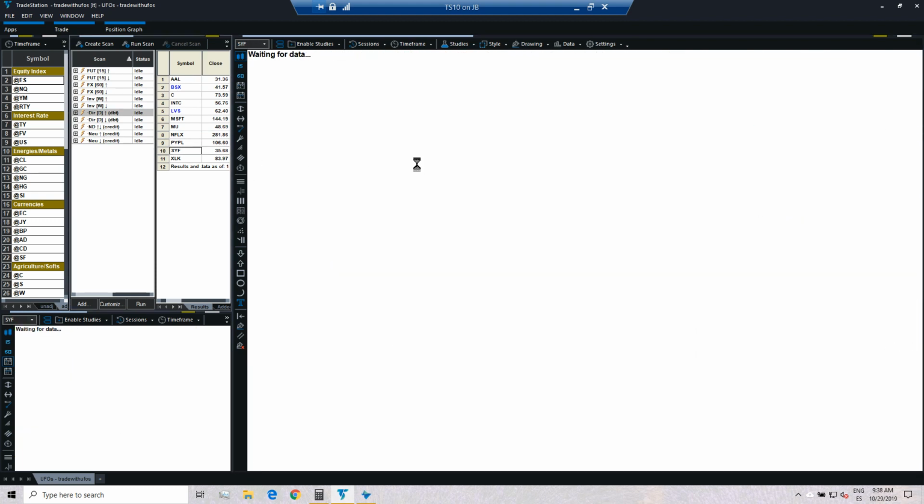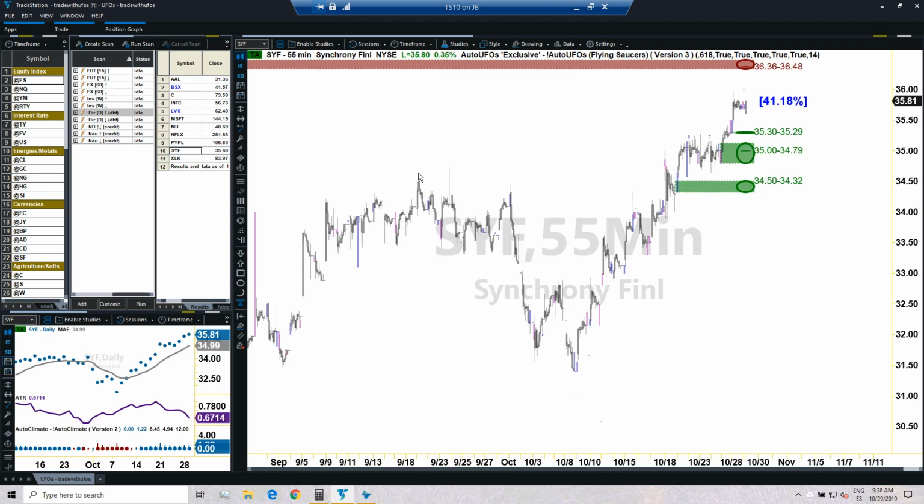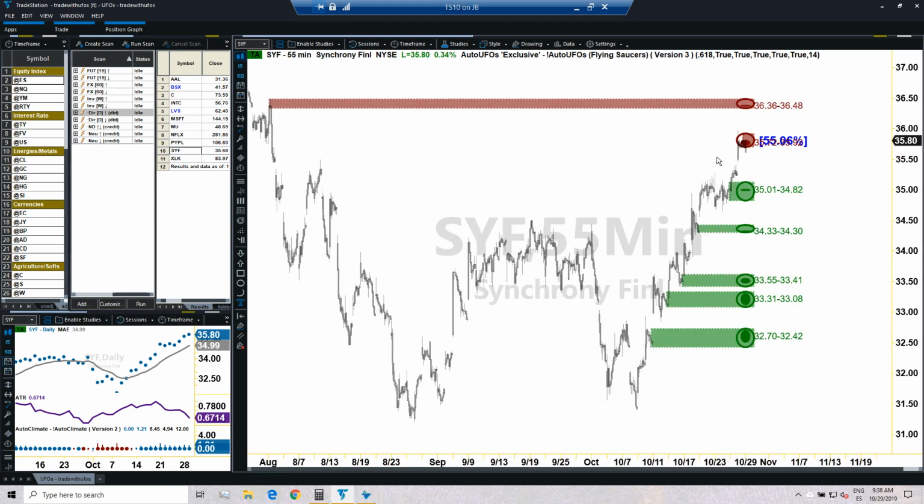SYF is the next one that we said. So let's take a look at SYF. So what do we have? We got 41% with pre and post market. We got 55% with the regular session. Good. 34.99 is the average.